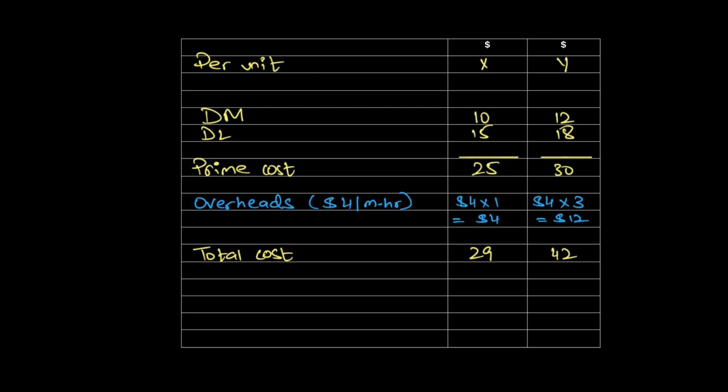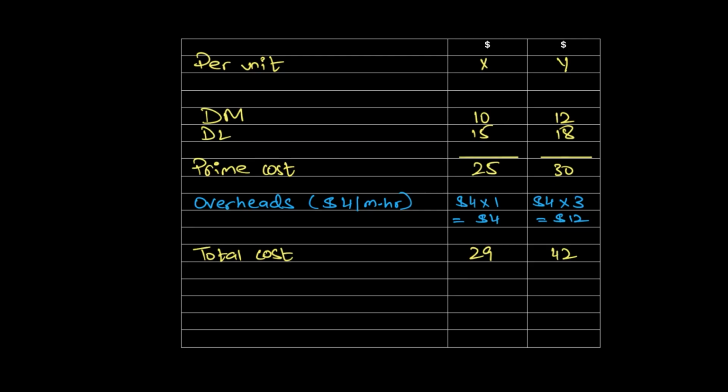So while making a cost statement for X and Y, we know their direct cost, right? So X required $10 per unit for material, $15 as labor. So the prime cost, which is the total of the direct cost, is $25 for X, whereas Y required $12 as material, $18 as labor. So $30 is the prime cost. Remember, this cost is already available. Now what we have to calculate is overheads being charged. We just calculated the overhead absorption rate to be $4 per machine hour.